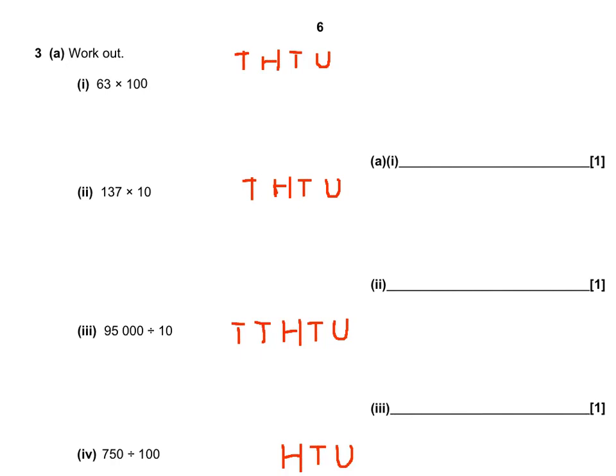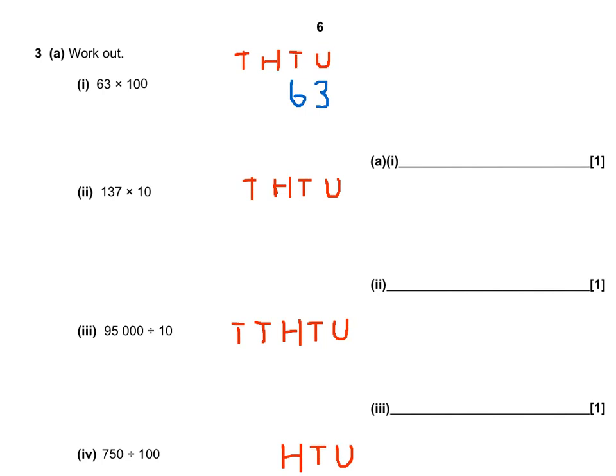Question 3a. Work out 63 times 100. So we're going to place this in these little grids that I've made here with the units, tens, hundreds and thousands. So the 3 is the units and the 6 is the tens. Now if I multiply something by 100, I'm going to move it along 2 places to the left.